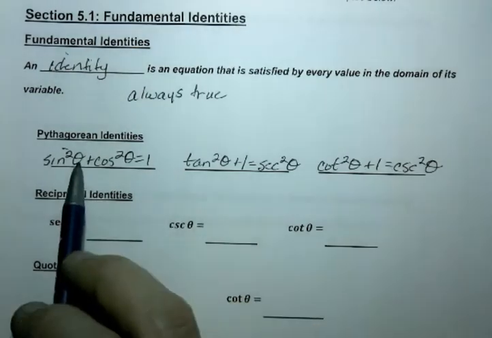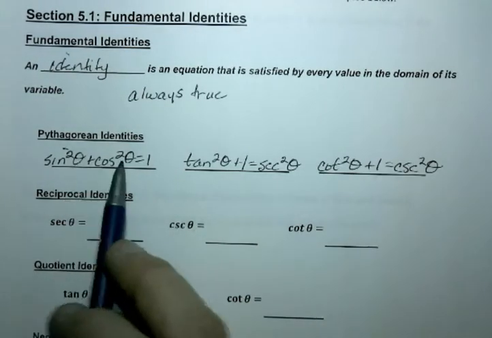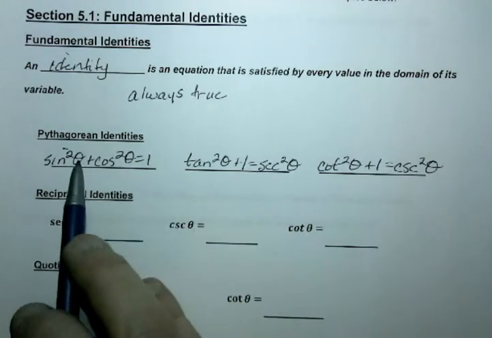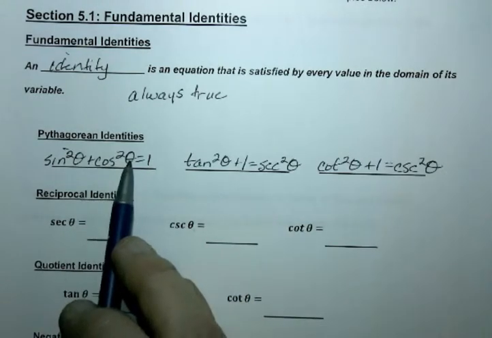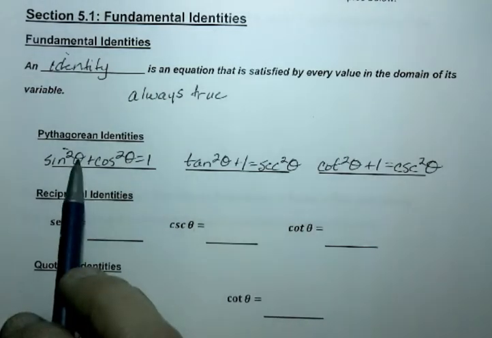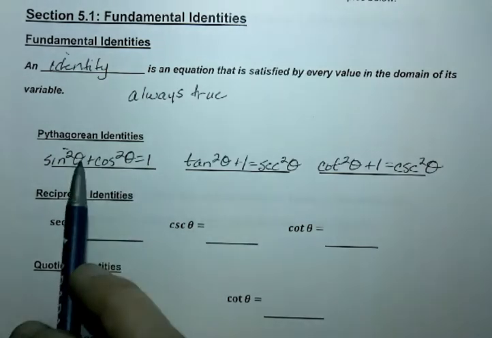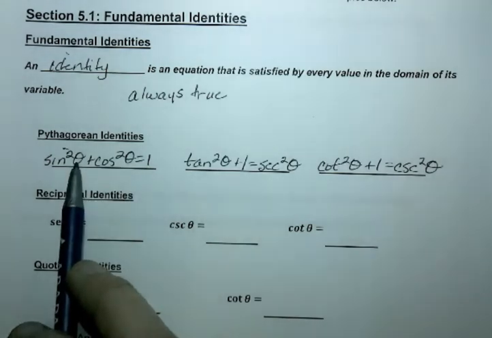And while we're talking about these, for right now I'm using theta as the variable, but it doesn't matter what the variable is as long as it's the same in any place that the variable shows up. For example, this could be sine squared x plus cosine squared x equals 1. It could be a y, it could be an a or b.